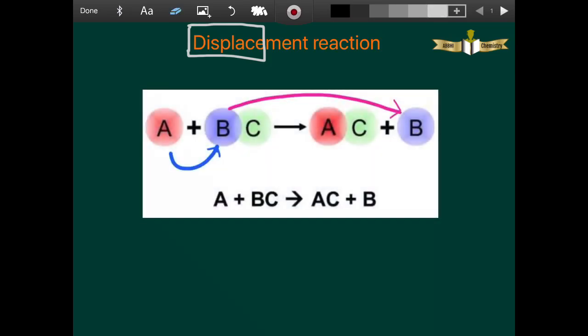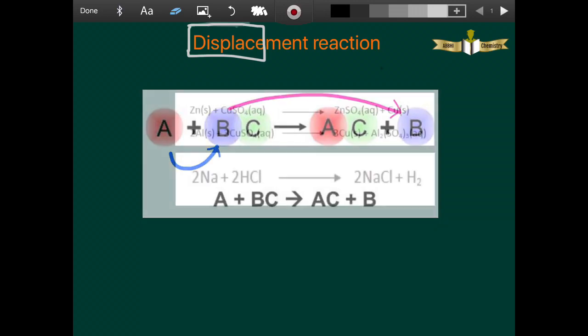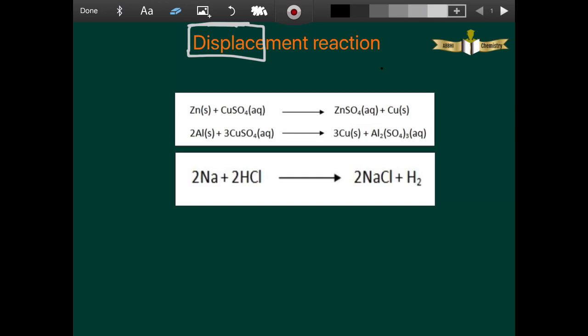So what's happening over here is A is displacing B, and A is taking the place of B to form AC. Let's take an example of displacement reaction on the screen right now. You have zinc plus copper sulfate, which gives rise to zinc sulfate plus copper. Similarly, aluminium plus copper sulfate gives you copper plus aluminium sulfate.